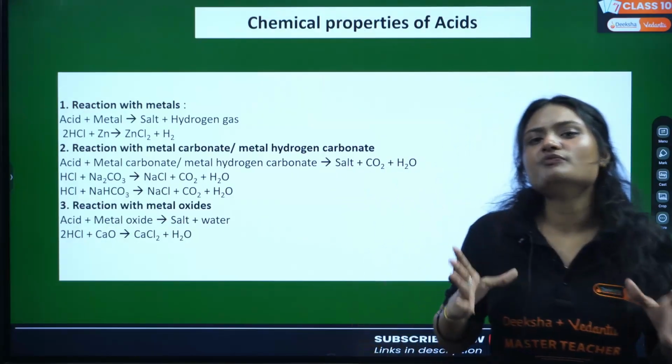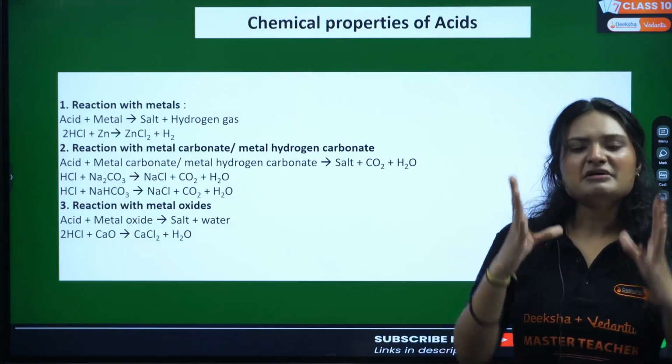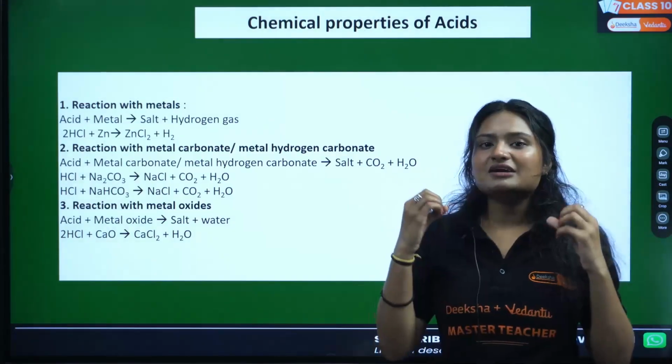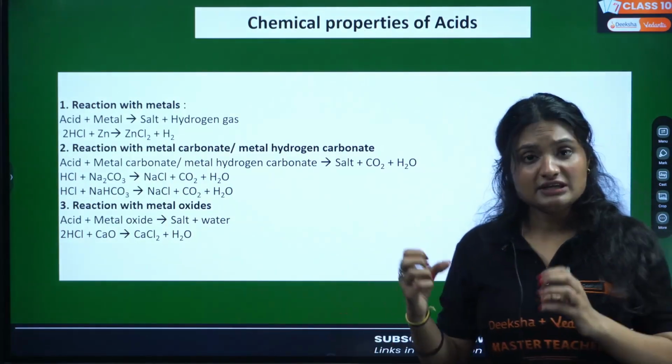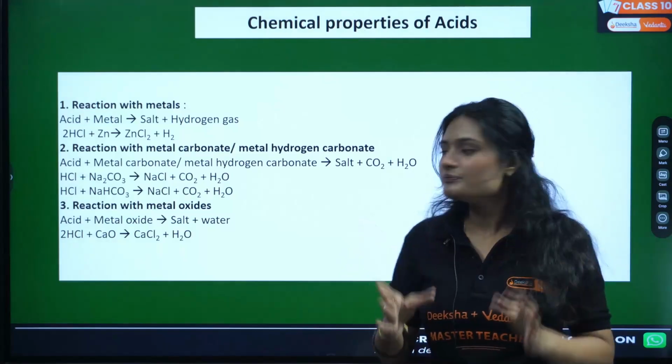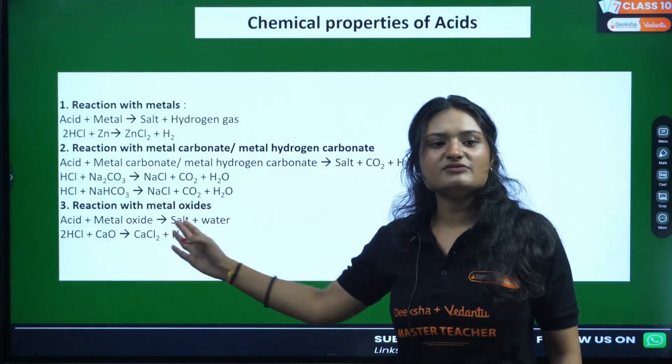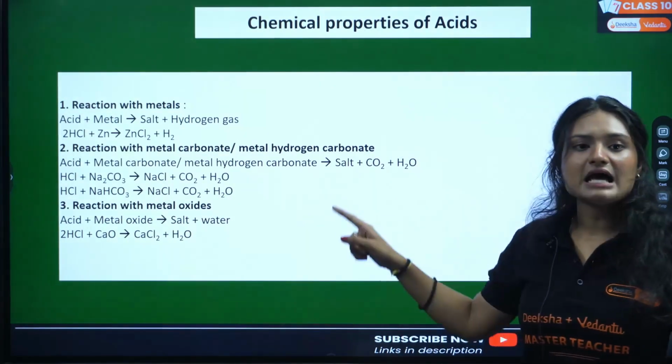Now, what is the nature of metal oxides, my dear kids? Yes, metal oxides are basic in nature. And whenever an acid and base react, we get salt plus water. So, whenever an acid and metal oxide react, we get a salt and water.